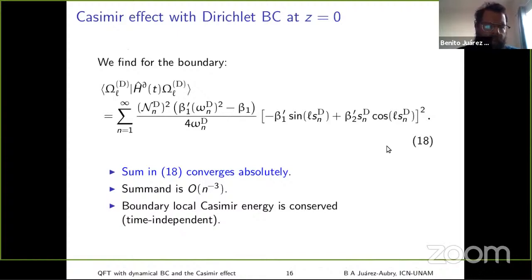For the boundary, we have likewise an expression in terms of a sum. We know that it converges absolutely. And we know that at large n, it behaves like n to the minus 3. So the sum converges more rapidly than in the bulk case, not rapidly in the technical sense. And again, it's time independent, so this boundary energy is conserved.